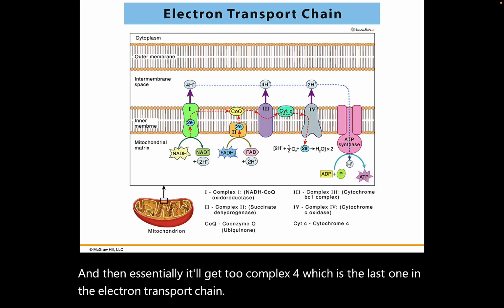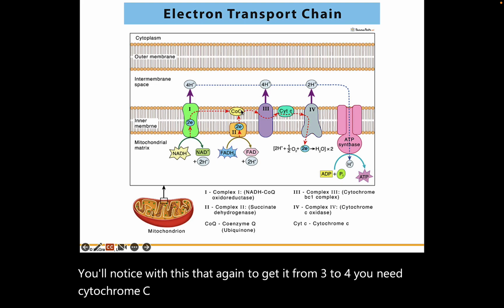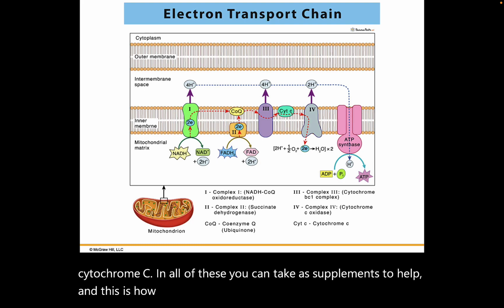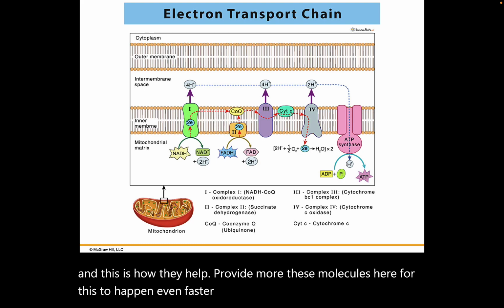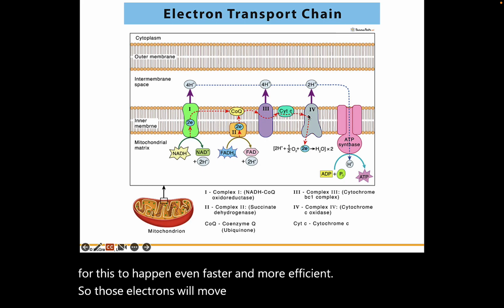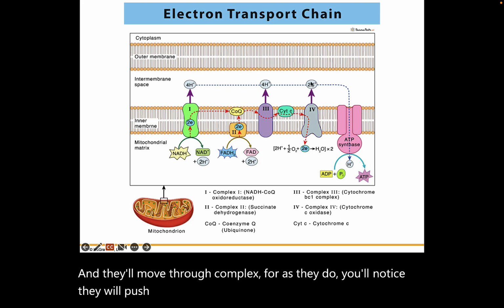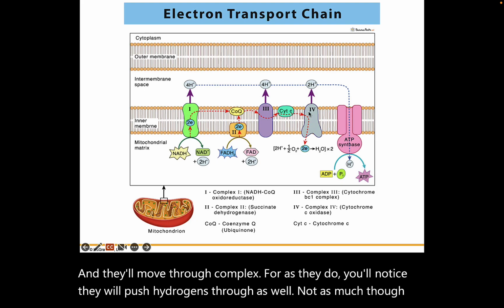You'll notice with this that, again, to get it from 3 to 4, you need cytochrome C. And all of these you can take as supplements too to help. And this is how they help provide more of these molecules for this to happen even faster and more efficiently. So those electrons will move on to complex 4, and they'll move through complex 4. As they do, you'll notice they will push hydrogens through as well. Not as much, though, here, because we are losing some energy.